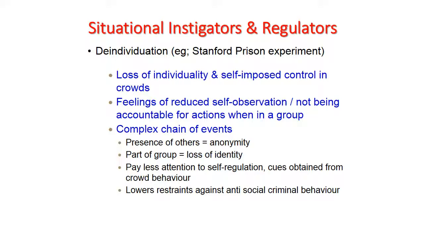This complex chain of events could also be explained by the fact that the high presence of others involved or engaging in the same behaviors gives them a sense of anonymity, and because they're part of this larger group, there may be a sense of loss of identity in the sense that their own convictions or moral values may not play such a strong role. As a result of this, they pay less attention to self-regulative behaviors, and instead of following their own convictions or judgments, they obtain behavioral cues from the crowd around them. As a result, the individual restraints against criminal behaviors is reduced and they are more likely to be involved in these behaviors.